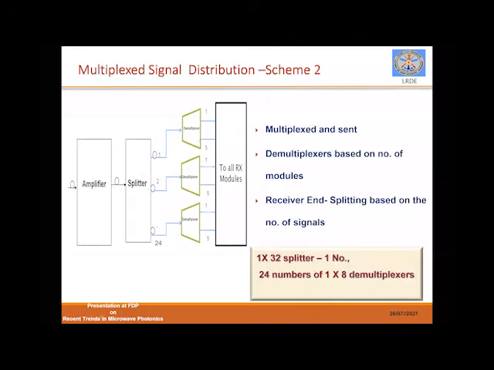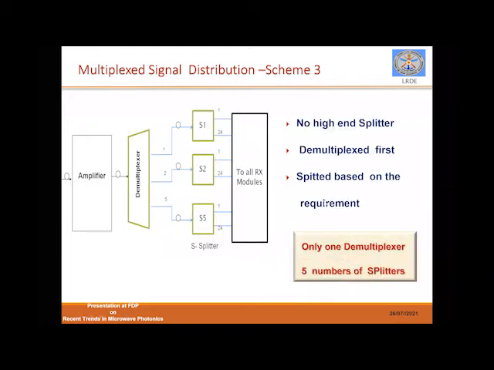So in this case, you require a splitter of 1 by 32, but 24 numbers of 1 by 8 demultiplexers. In the case of scheme 3, we are demultiplexing based on the number of signals to be distributed, and based on the total number of modules to be distributed, it is split. So you can see that here one demultiplexer and five numbers of splitters, and each one should have 1:32 outputs or whatever it is.